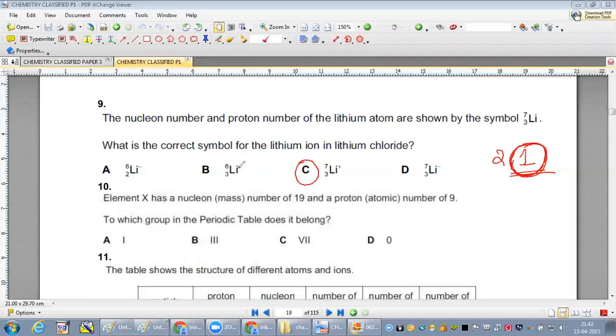This is also single positive, but the number of protons and neutrons are not going to change, therefore this will be wrong. Of course this is forming a negative ion, which is not possible in case of lithium.